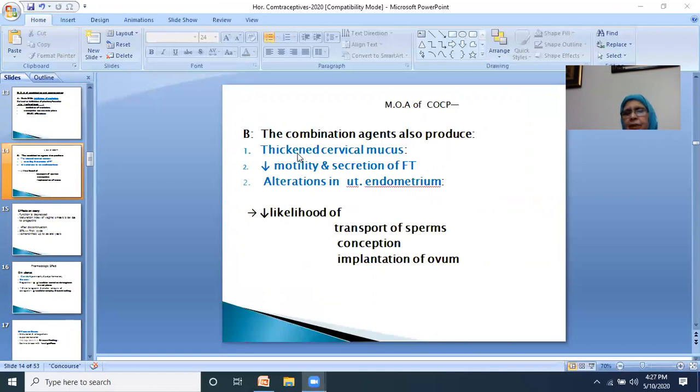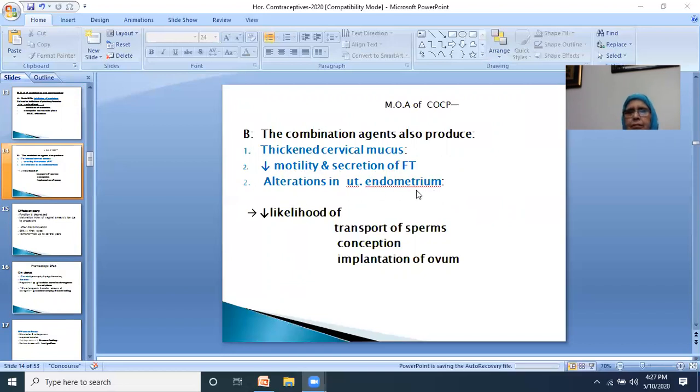Because of the effect on cervical mucosa, it becomes thickened and difficult for the transport of sperm. There is decreased motility and secretion of the fallopian tubules, so the passage of the released ovum through the tubules into the uterus is delayed. Then there are alterations in the uterine endometrium.